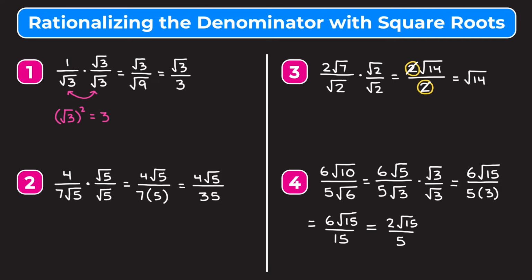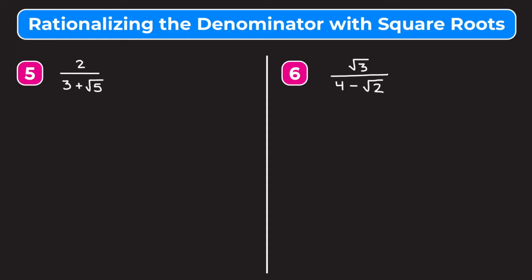So for the next couple examples, I'm going to show you guys how to simplify some harder fractions that involve roots, and we're going to have to use something called the conjugate. If we take a look at examples 5 and 6, we're going to see that we have a sum or a difference in our denominators involving a square root. So to get rid of the square roots in these problems, it's going to be a little bit more difficult than the first 4 problems.